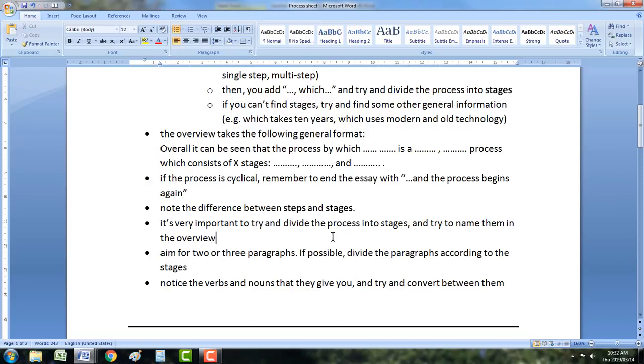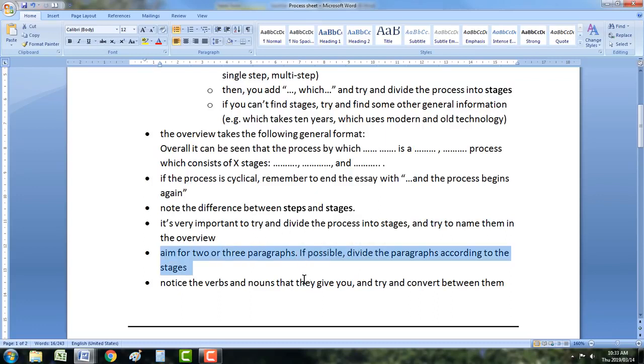I want you to just notice some vocabulary: steps and stages. The stages are the bigger divisions. The steps are each individual step. So a stage consists of a number of smaller steps. Now, I spoke to the chief examiner once in Vietnam, and he said really in the overview they're looking for dividing the process into stages. Sometimes they do it for you, but if they don't do it for you, you must do it.